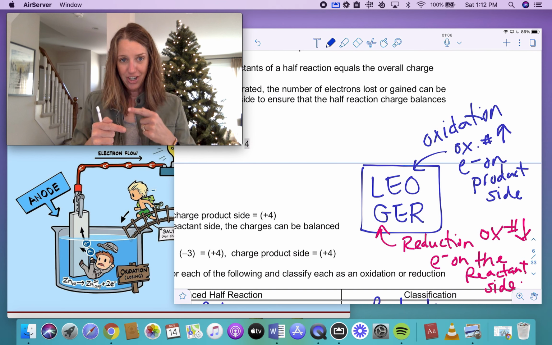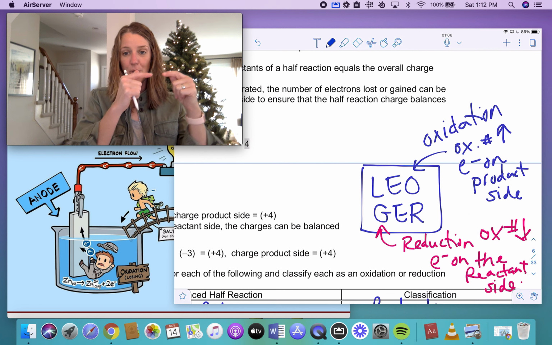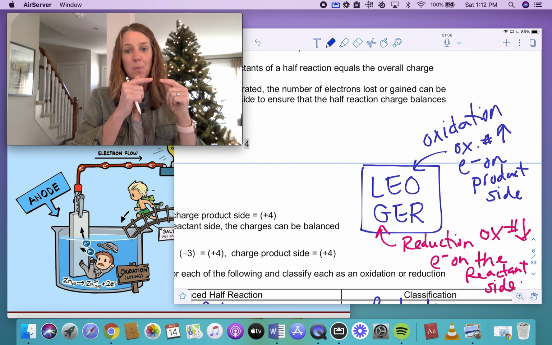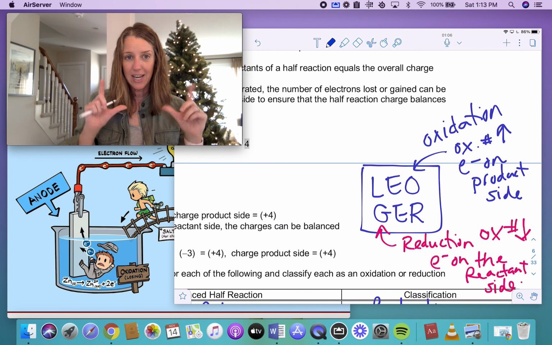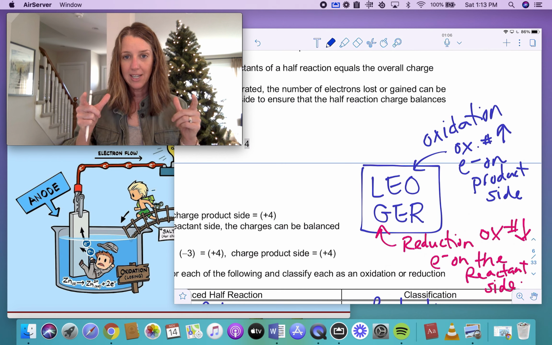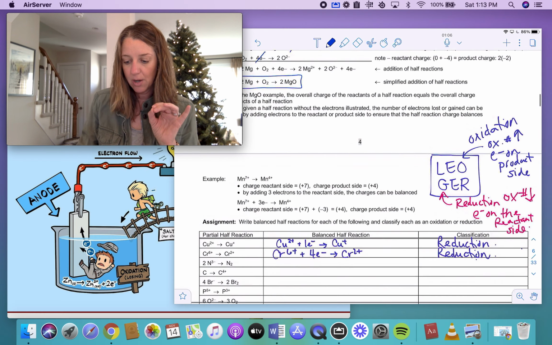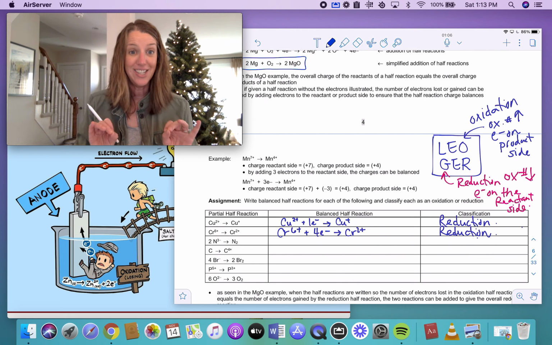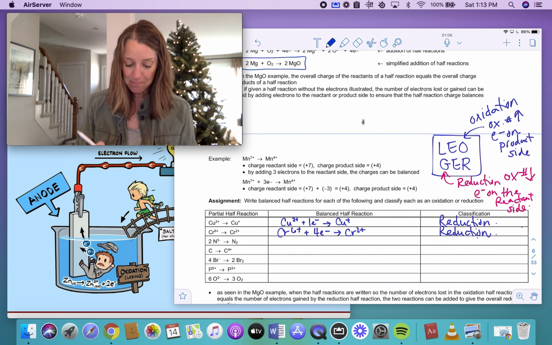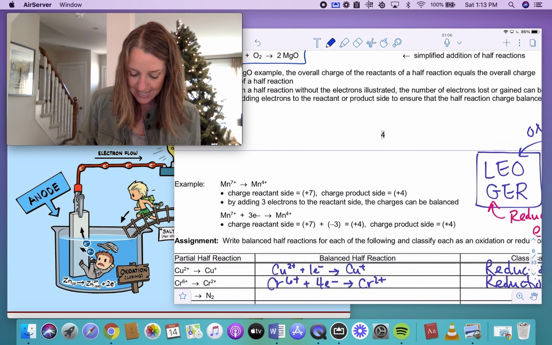Conversely, Ger, gaining electrons is reduction. The oxidation number will go down. The electrons will be on the reactant side because they are gaining electrons, okay? Try to get that little summary somewhere on a nice summary sheet so that you can go back to it, talk your way through it, and then it'll become a lot easier if you understand that. Okay? All right, here's an example.